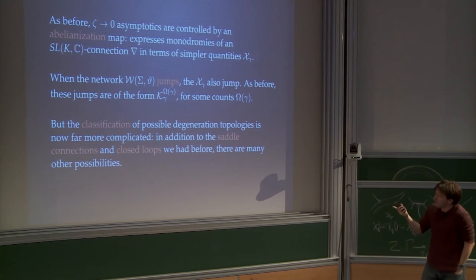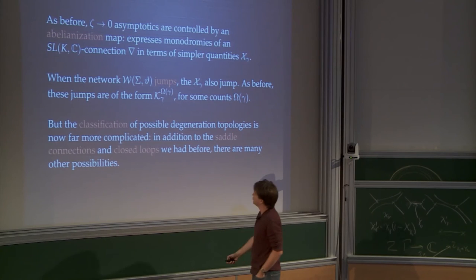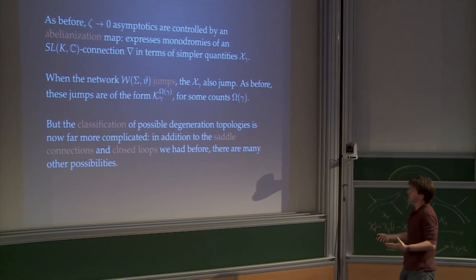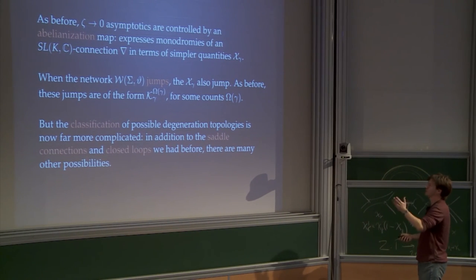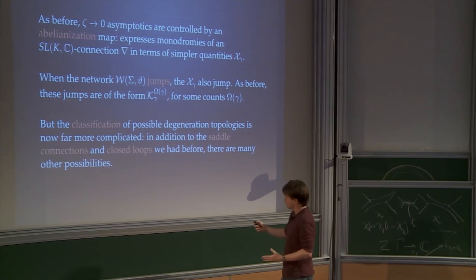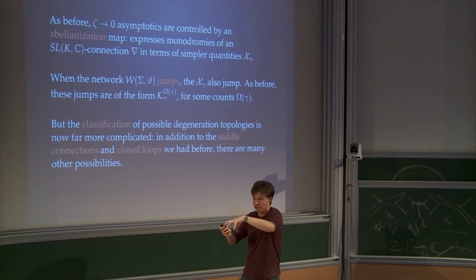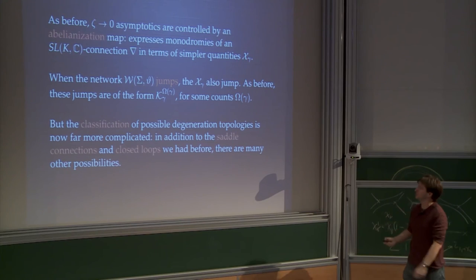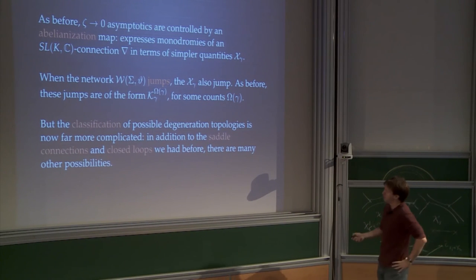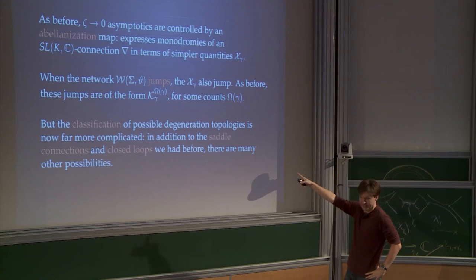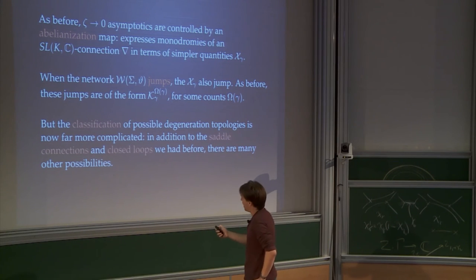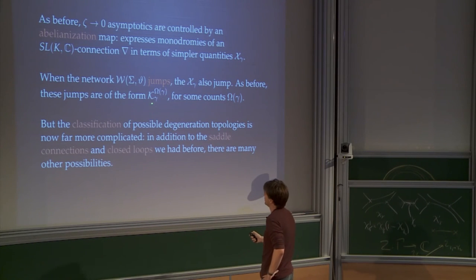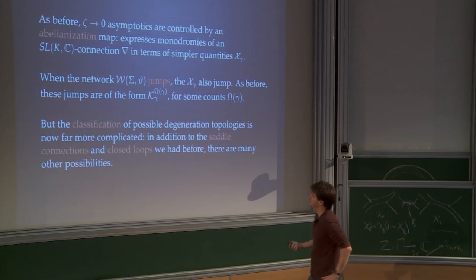And then again, we have the same kind of story that we had in the rank two case. You have this network of Stokes lines controlling the zeta goes to zero asymptotics. And when this network jumps, suppose I vary parameters, how does the network change? The network's topology may jump, and at that moment, these X gammas also jump. But as before, you can study very generally what will be the form of the jump. And you find, just as in the rank two case, that they're always controlled by these transformations that appeared in the Kontsevich-Soibelman formula.